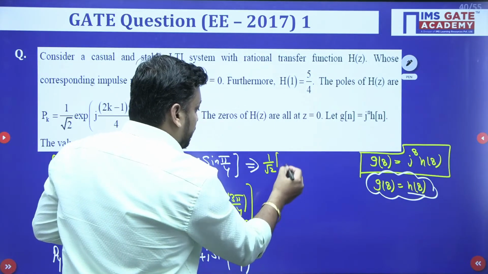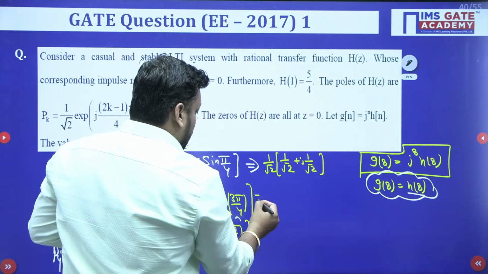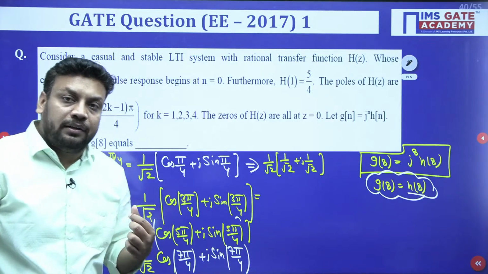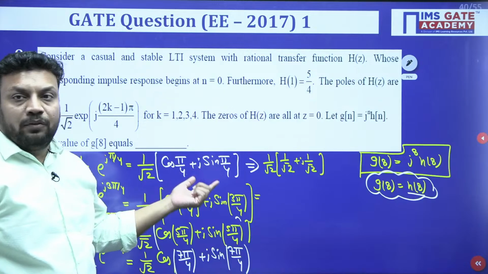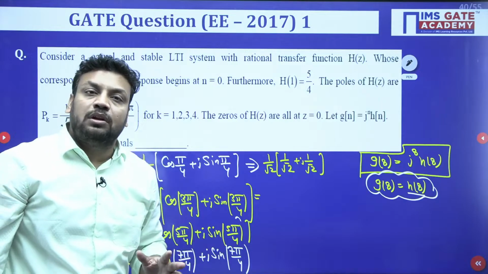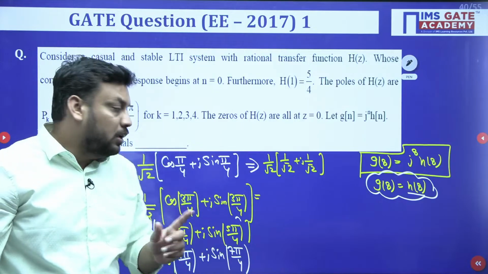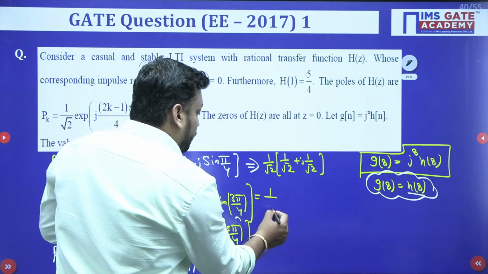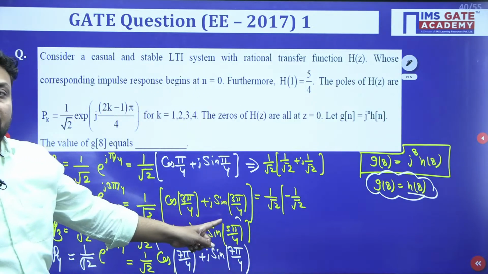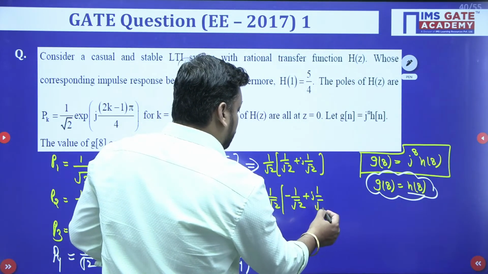So I am just writing here 1 by root 2 plus j 1 by root 2. Now tell me, what is cos 3 pi by 4? Here pi by 4 is in the first quadrant and 3 pi by 4 is in the second quadrant, and we know that in the second quadrant only sin is positive, yes or no? First quadrant all positive, second quadrant sin, third quadrant tan, fourth quadrant cos. So cos will be negative, which means 1 by root 2 stays outside. Here you will get minus 1 by root 2, and sin 3 pi by 4 in the second quadrant is positive, so it will stay as j 1 by root 2.